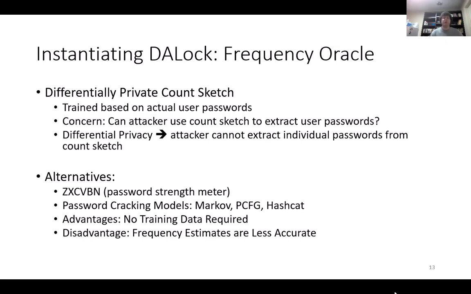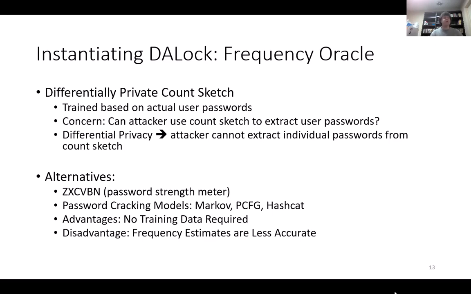So for example, if an attacker can access the count sketch data structure, can they use it to extract individual passwords? We address this concern by adding Laplace noise to preserve differential privacy, and this ensures that the attacker cannot actually use the data structure, even if it's leaked, to extract individual passwords.